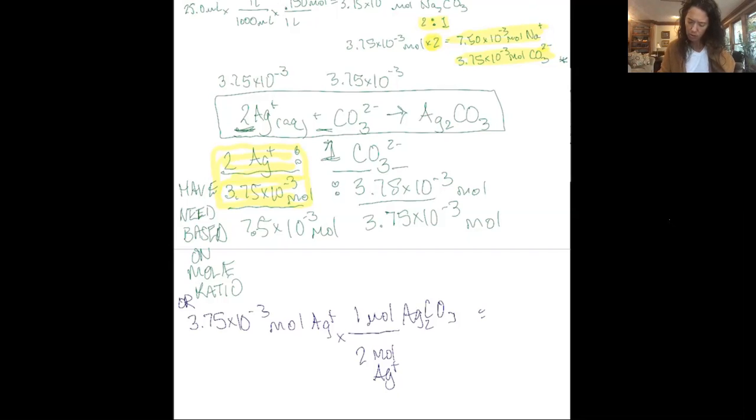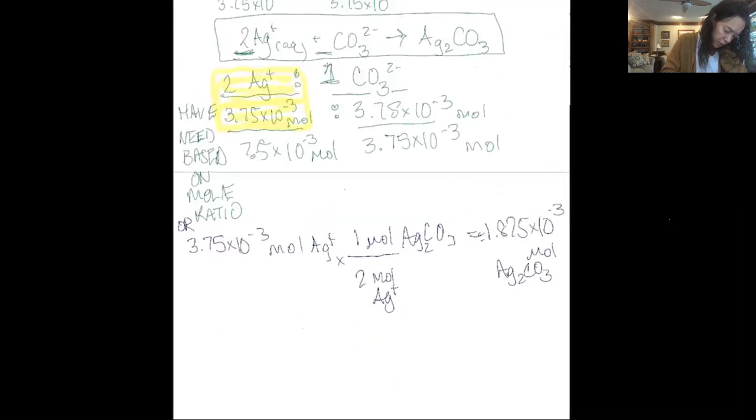Oops, shoot. 3.75 times 10 to the negative 3 divided by 2. Is that 1.875? That equals 1.875 times 10 to the negative third moles of silver carbonate.